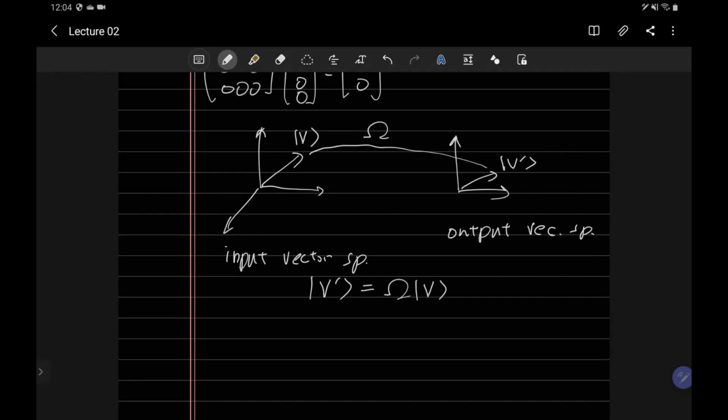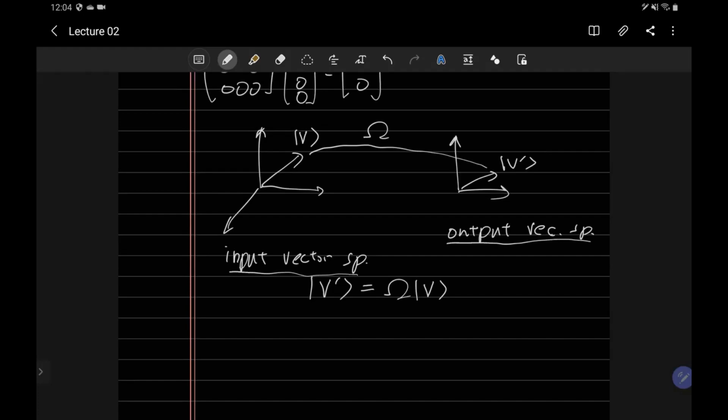So the linear operator by itself can transform any vector in a different space. However, in quantum mechanics, or at least in this class, we will consider that the input vector space and the output vector space are the same vector space. That is more natural because we don't live in different worlds; we are living in the same world. So the input vector space and the output vector will still be in the same vector space.